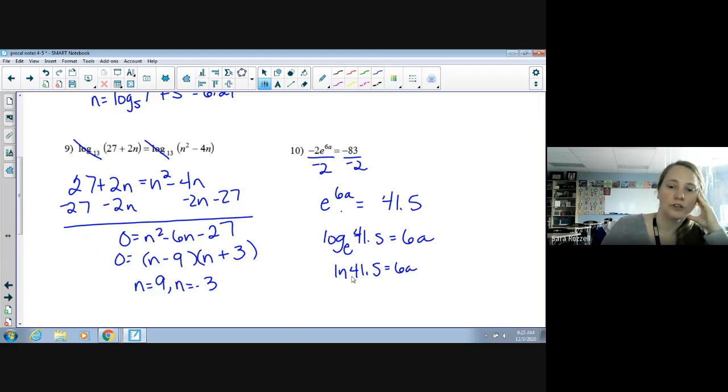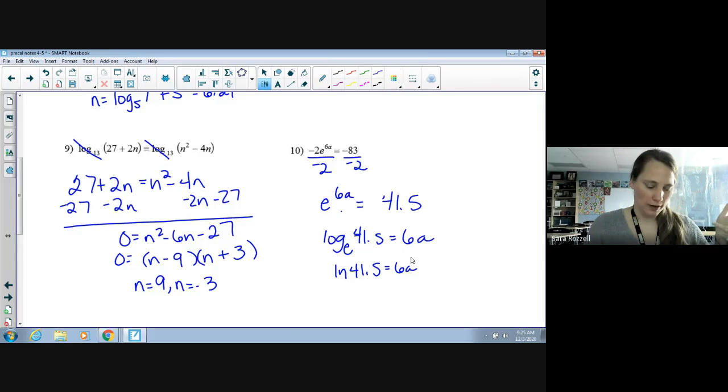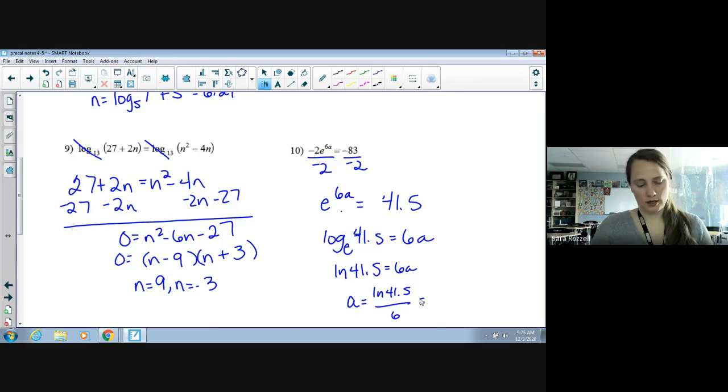Sometimes these problems will just leave the ln in the problem. Occasionally they'll be evaluated all the way out for decimals. So we just hit ln 41.5. Then once we get that answer, we're going to divide it by 6. So a is ln 41.5 divided by 6, which is 0.62.